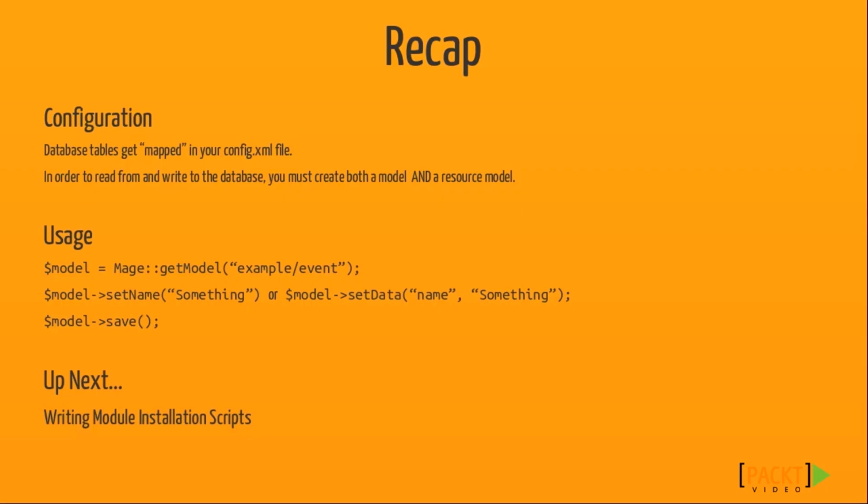So let's recap. The snippet of XML code that we added to our config file maps our database tables to our model classes. In order to read and write from these tables, we needed to create both model and resource model classes. When it comes down to using our models that we just created, we use the Mage getModel function in order to retrieve an instance of that model class. And then we can use Magento's magic setters and getters to add data to that model. Once we save the model, it gets written to the database.